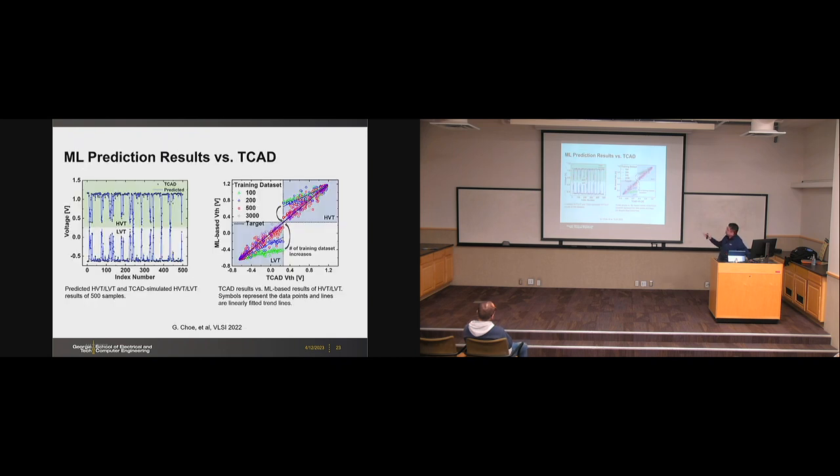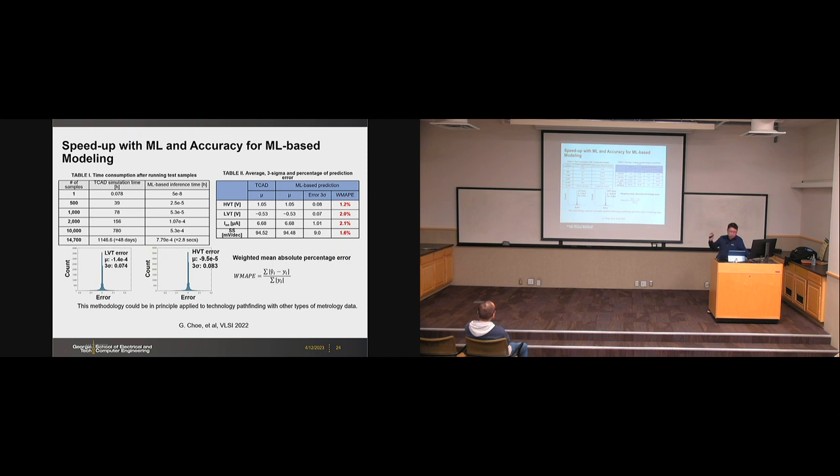So here we show some prediction results versus TCAD for the threshold voltage for different samples. And here this is the statistics. So from the machine learning prediction to the TCAD values, the straight line here means a perfect match. So we need the extra 3,000 samples to train the network model. And once the model is established, then later we do the inference, we can compare the speed. So if we do the TCAD for like 10,000 samples, we need like a few days. And of course, you run a machine learning model in a few seconds. So this is how we speed up the process.